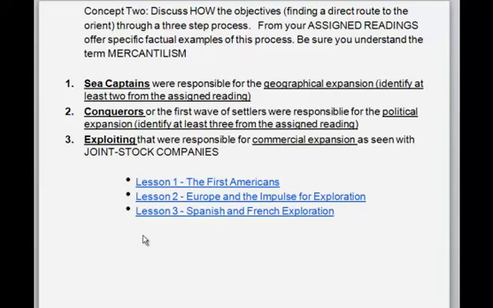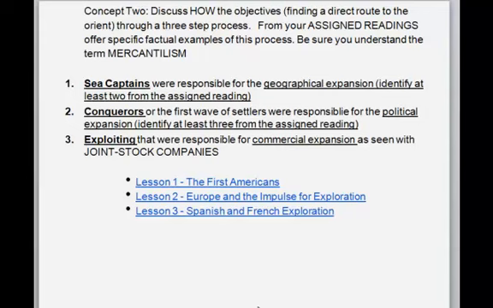So first there were the sea captains who were responsible for geographical expansion, such as Da Gama, Columbus, Magellan, Cortez. Those are examples, but you need to give specific examples. You don't just list their names. You want to list when, where they were from, exactly, and give as much detailed information as you can, concisely. You don't have to write a huge essay on their voyages, but concise, detailed information about each of these sea captains, right?